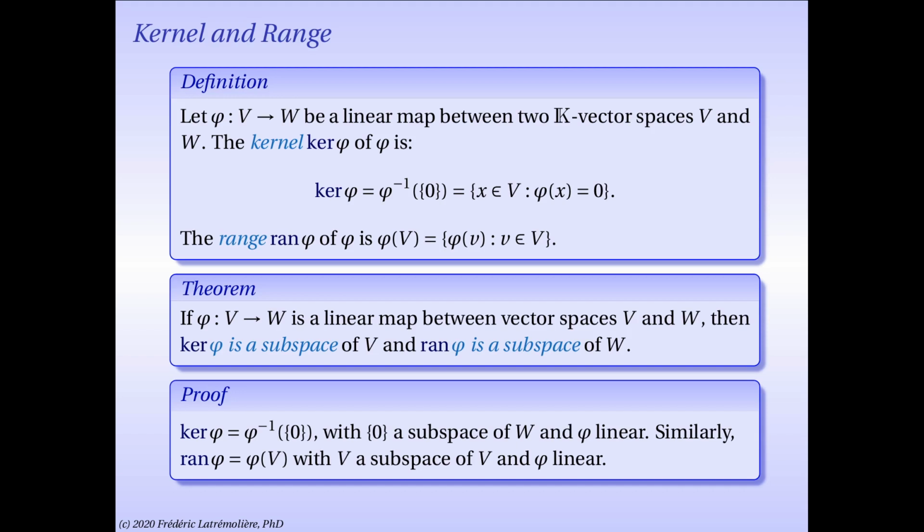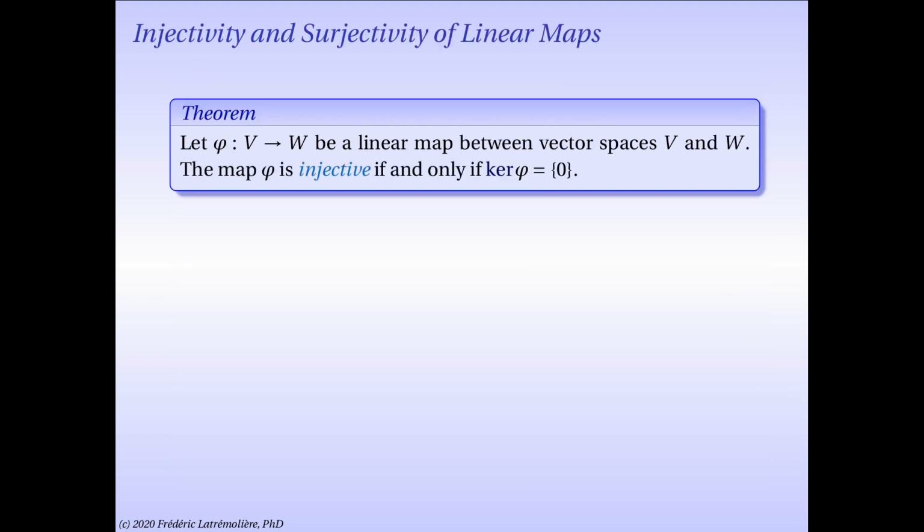So the kernel is very useful because we use it all the time to study whether a particular linear map is injective. And with morphisms, but generally speaking functions, but morphisms in particular, when dealing with algebraic structures, whether they are surjective or injective is typically a big deal. Injectivity is synonymous with one-to-one, and surjectivity is synonymous with onto.